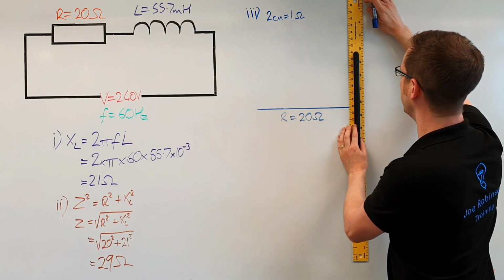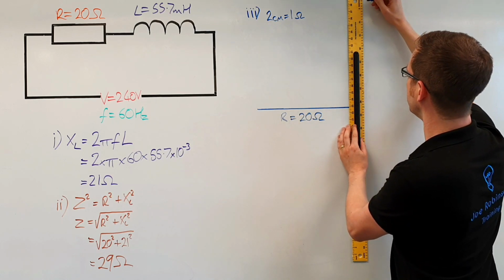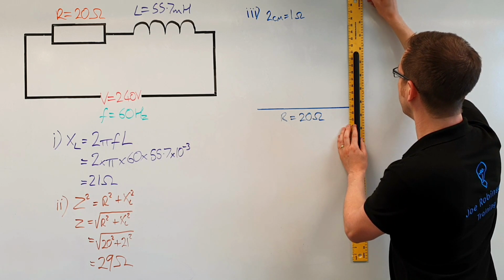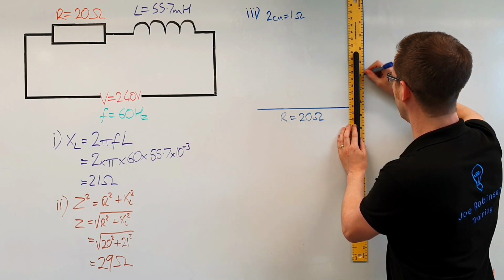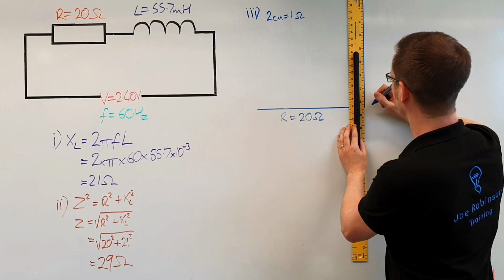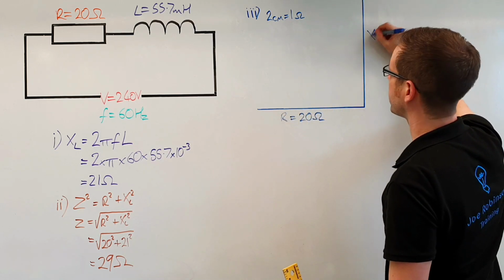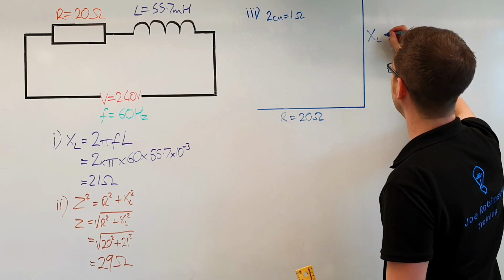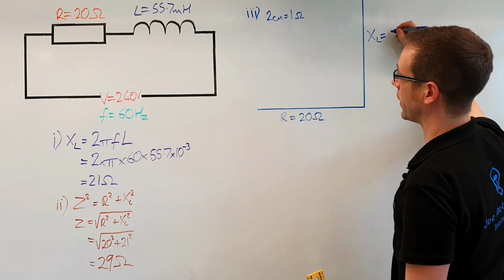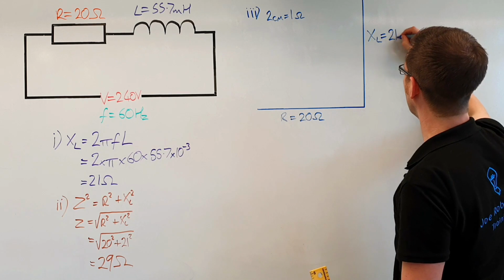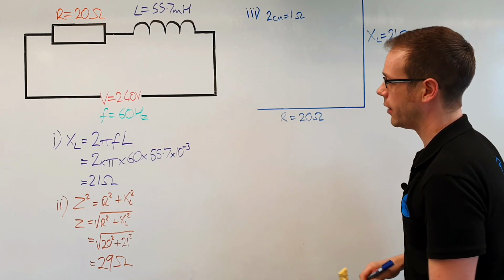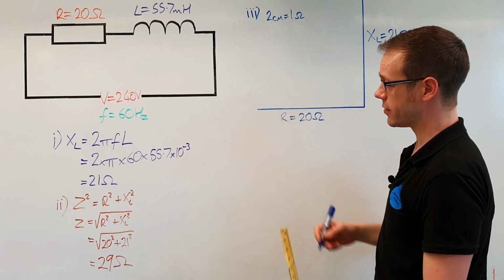So that's going to go shooting off that way at 42 centimetres. Make sure I've got that nicely lined up. And there's my nice 42 centimetre line there. So this side now represents the inductive reactance. So XL is equal to, in this case, 21 ohms. And then what we're going to do is draw our impedance line in.